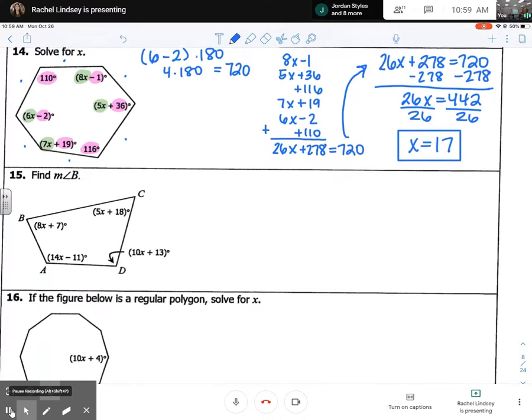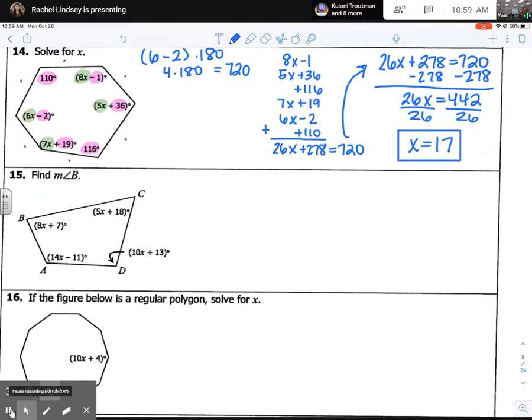We have a four-sided shape, that's a quadrilateral. What do all quadrilaterals always add to equal? 360. So instead of writing it all out, what's 8x plus 5x plus 10x plus 14x? 37x. So I just added up all those things. Now I'm going to add up all the numbers. So 7 plus 18 plus 13 minus 11.